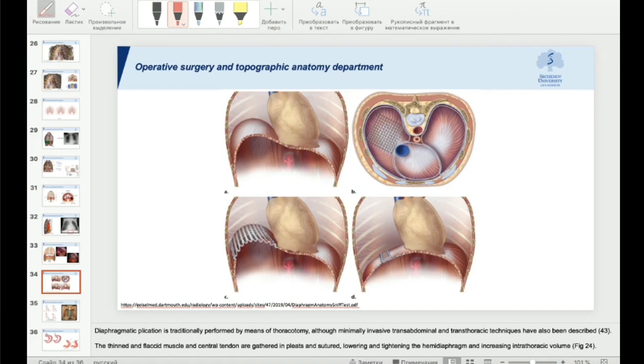In other presentations, which should be uploaded to Vkontakte, you will find the mammary gland, lungs, pleural cavity, and operations because of coarctation. You will have it. Where? In the Vkontakte community.